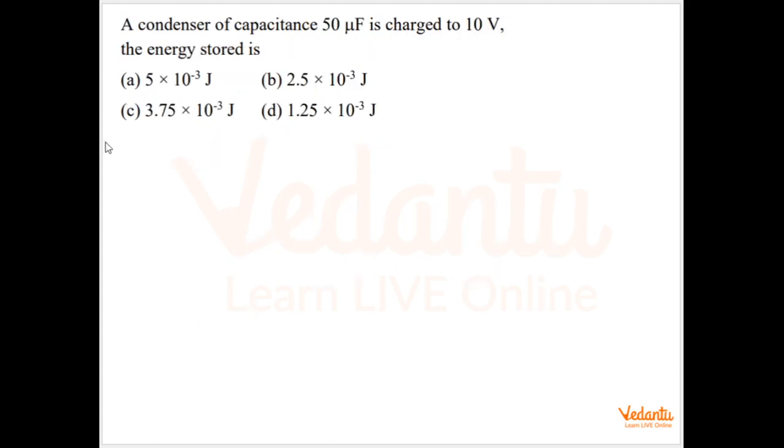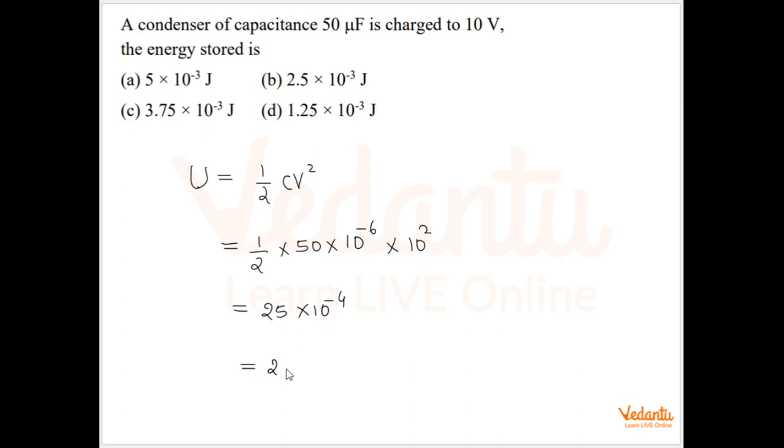Next question. A condenser of capacitance 50 microfarad is charged to 10 volts. Find the energy stored. In this question, beta, we will directly use the formula U is equal to half CV square. That will give me U is equal to half into 50 microfarads into V square. When you do this calculation, beta, it will be 25 into 10 power minus 4, which can be written as 2.5 into 10 power minus 3 joules. So option B will be the correct answer.